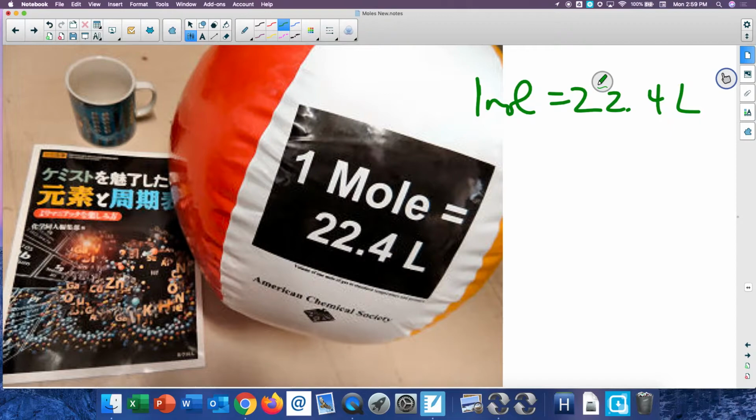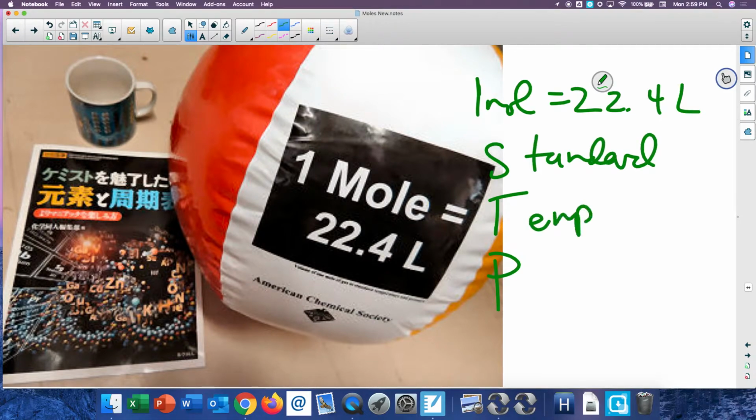This depends on certain conditions. What could you do to make a gas take up more or less space? Heat it. If you heat it, it's going to do what? Expand. And so this is only true at something called STP. And STP stands for standard, what do you think? Temperature and pressure. Because if you squeeze down a gas, it's also going to make it small.